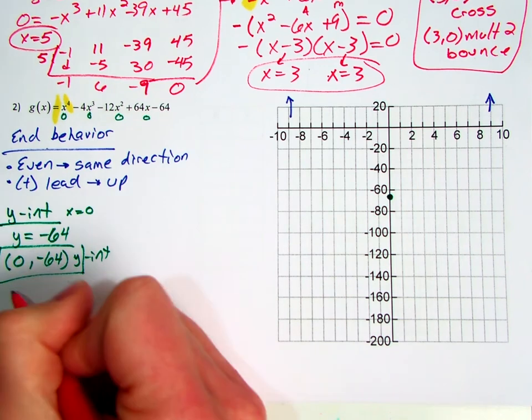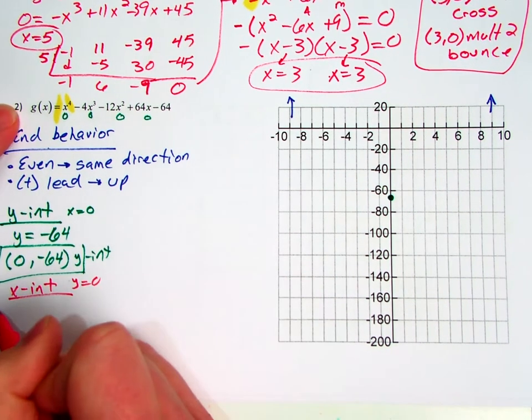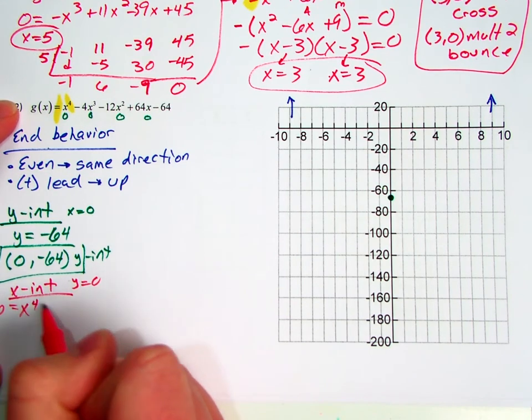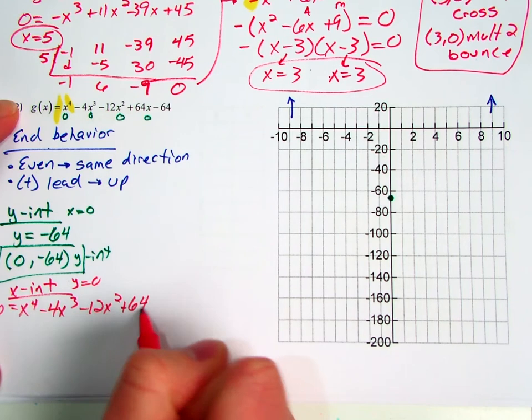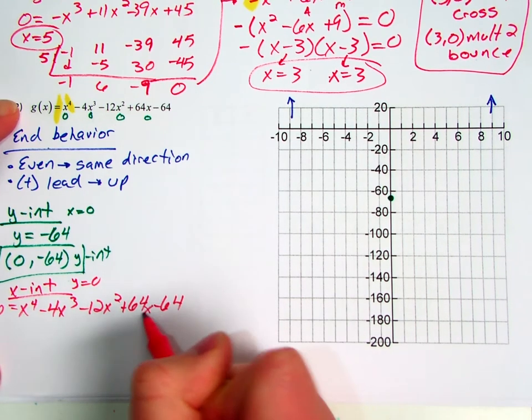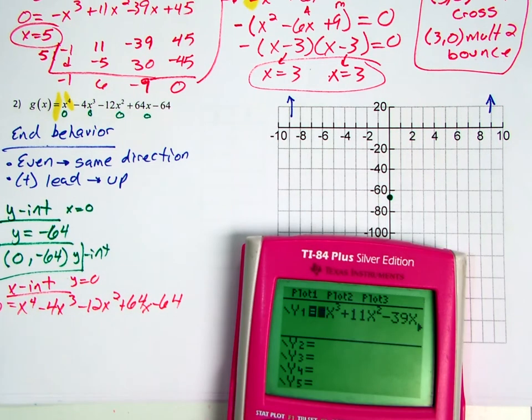Then again, we also have to do our x-intercepts, which remember means y equals 0. So we would have 0 equals x to the fourth minus 4x cubed minus 12x squared plus 64x minus 64. Again, this is not one, especially since there's 5 terms, I know I'm not going to be able to factor it. So I'm going to clear it out. X to the fourth minus 4x to the third minus 12x squared plus 64x minus 64, enter, and we can go ahead and graph that.